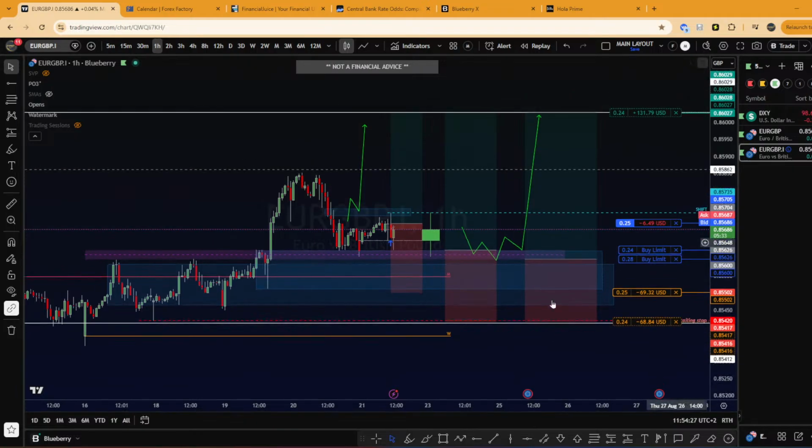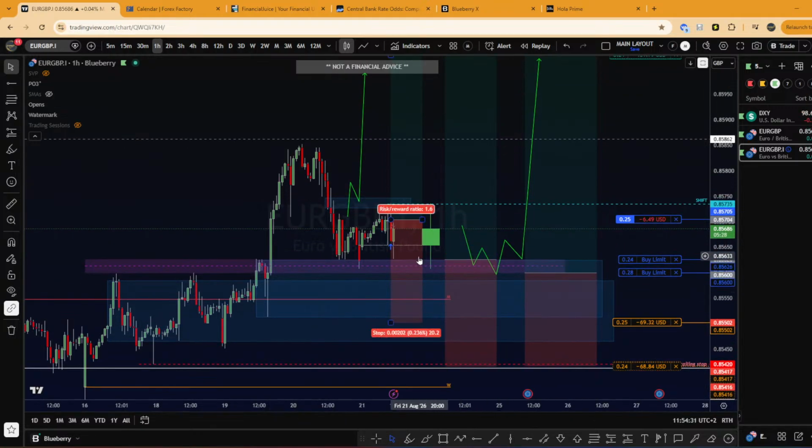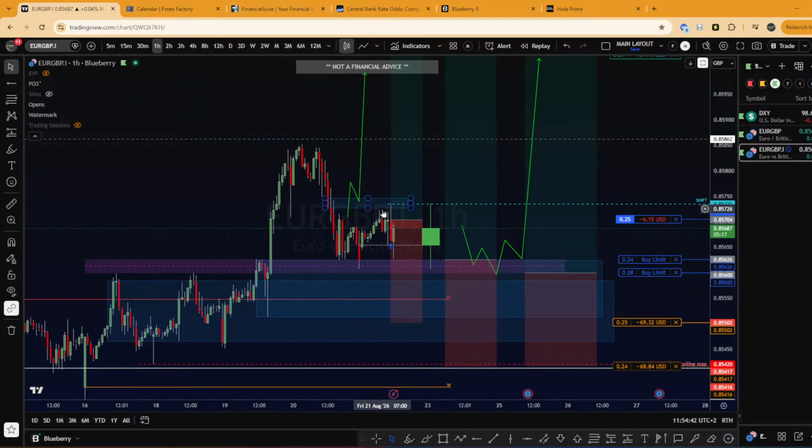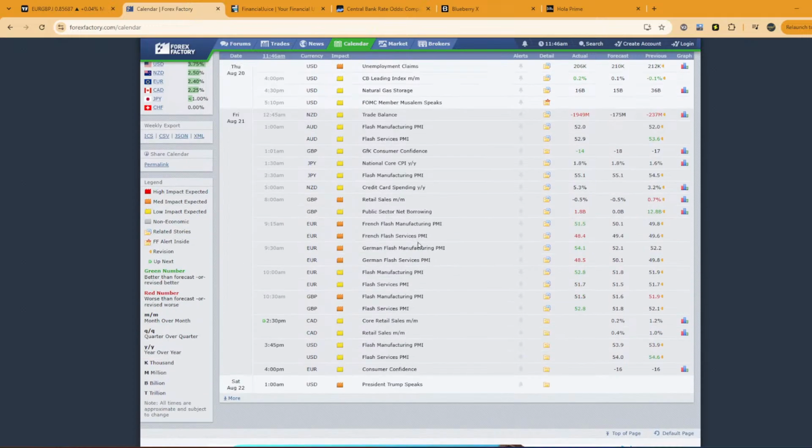So yeah, that's pretty much it. To resume, the only trade I want to take is EUR/GBP. Initially I wanted to buy around here after the PMI release on the eurozone and the United Kingdom. But as you can see, the PMI came out relatively good on both economies.